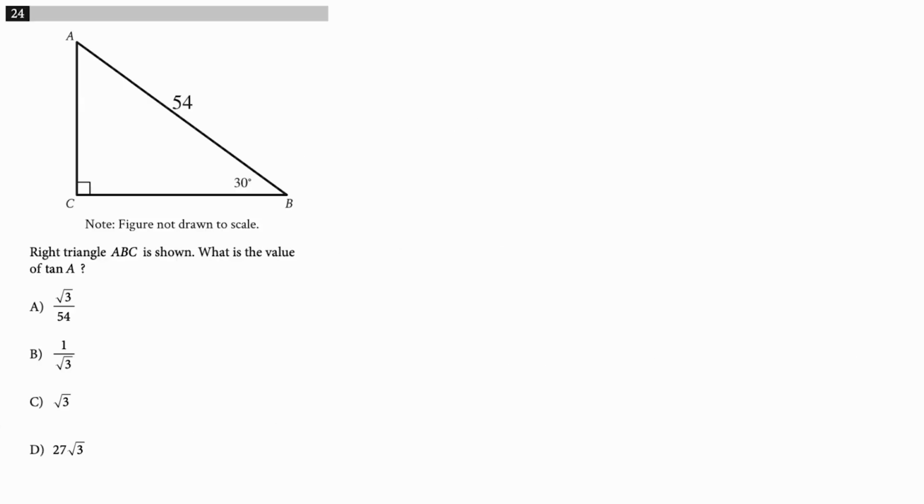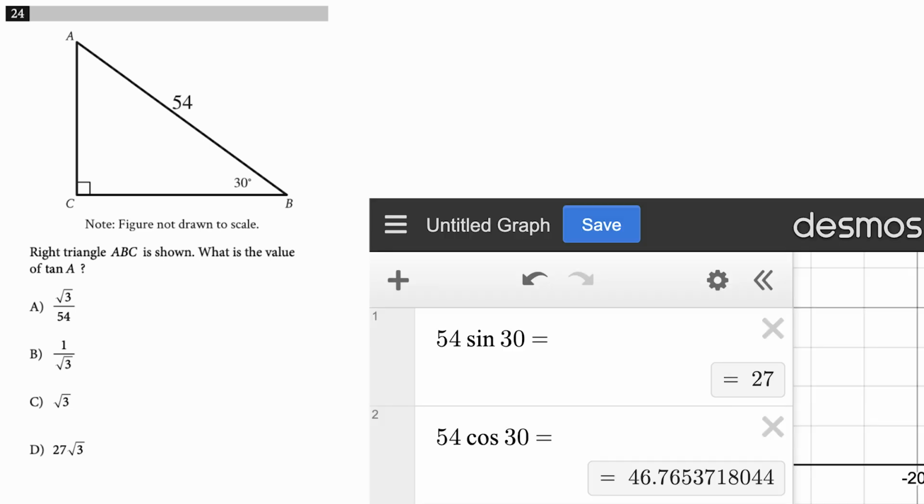Right triangle ABC is shown. What is the value of tangent of A? Most people will use trig to solve for sides AC and CB, but there are two issues with that approach. The first is that it's slow, and the second is that the calculator will return a decimal rather than a radical, which adds even more time because you may not recognize the correct answer without converting the answers to decimals.